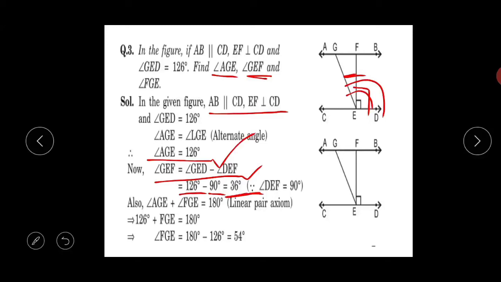Now we have to calculate the angle FGE. As you can see, this one is the angle FGE, and I can say that angle FGE plus angle AGE will be equivalent to 180 degree. Again, it is a linear pair, they are forming a line. So I have written angle AGE plus angle FGE is equal to 180 degree. Now angle AGE is equivalent to 126 degree. We have just put the value of angle AGE and found the value of angle FGE as 180 minus 126, that is equivalent to 54 degree. So we have found all the three values.